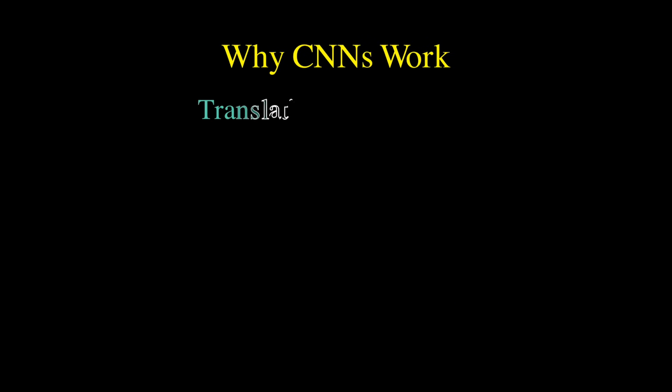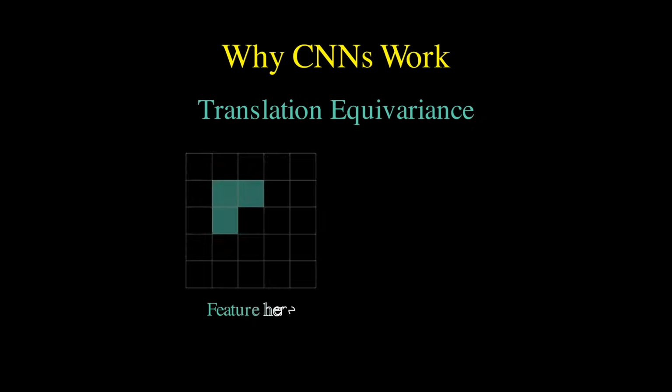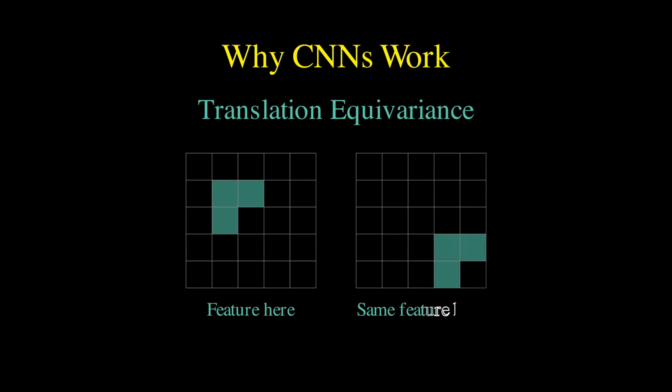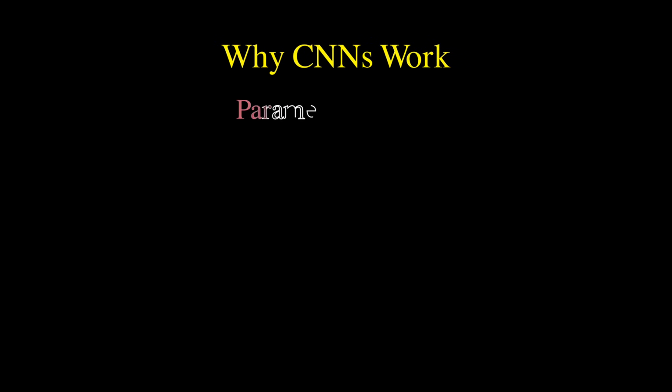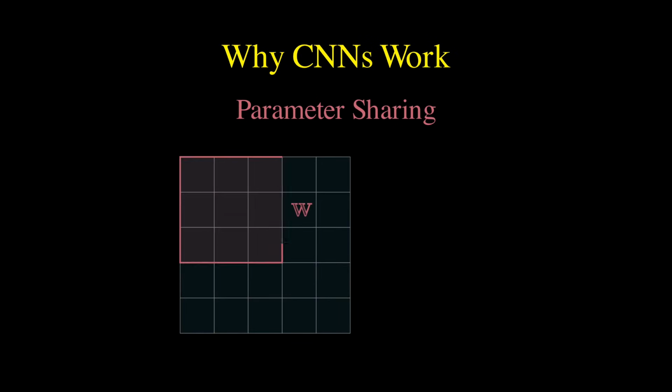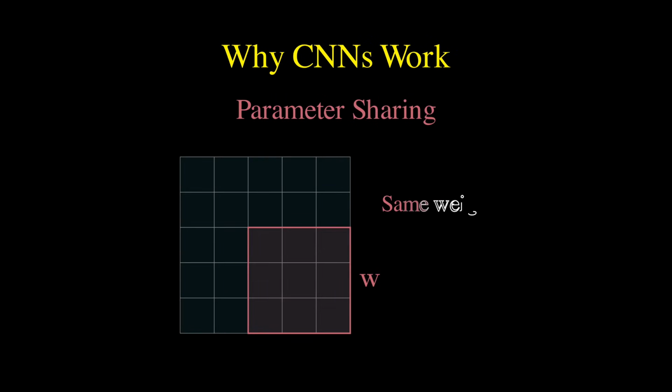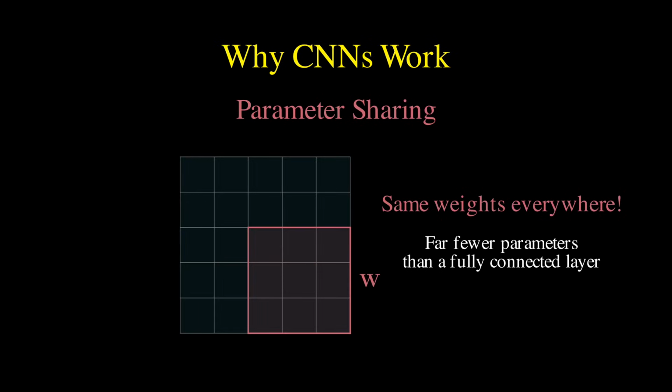Second is translation equivariance. If you shift a feature in the input, say you move an edge 2 pixels to the right, the output shifts by the same amount. The convolution operation naturally preserves spatial relationships. It doesn't matter where a feature appears, the response will follow it. Third, parameter sharing. The same kernel weights are used at every position in the image. This is incredibly efficient. Instead of learning separate weights for every single location, you learn one set of weights that works everywhere. This dramatically reduces the number of parameters and makes the network much easier to train.